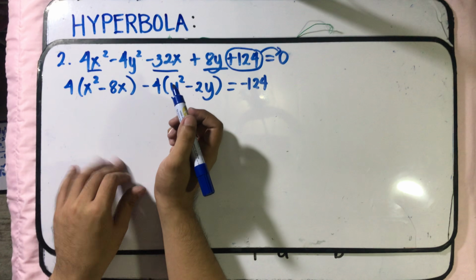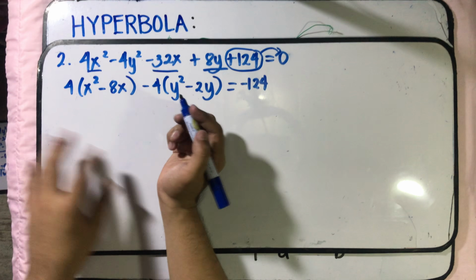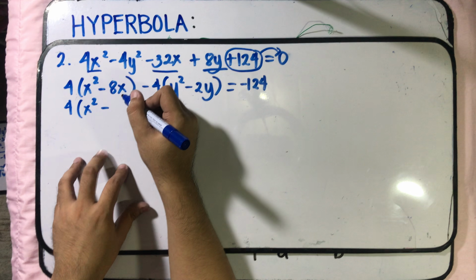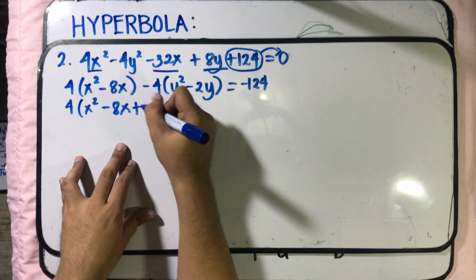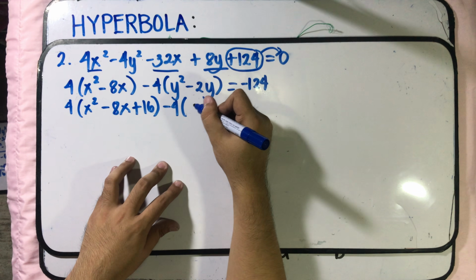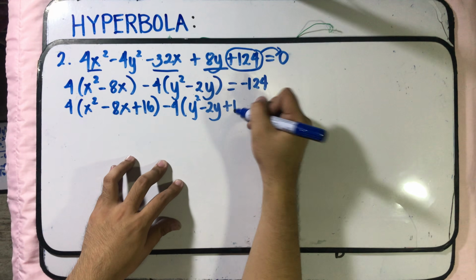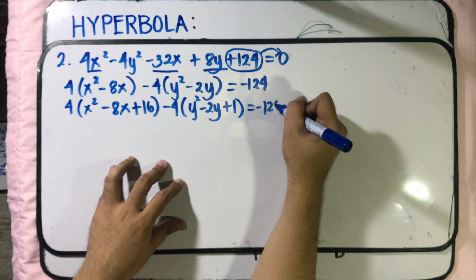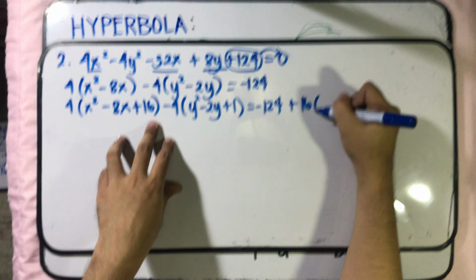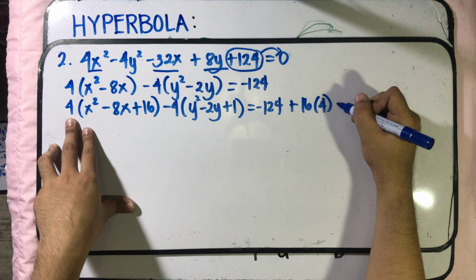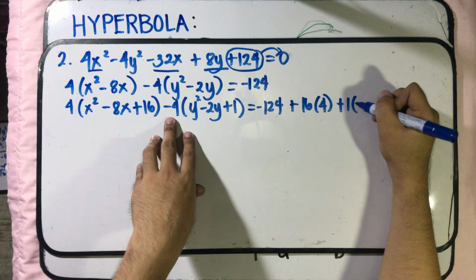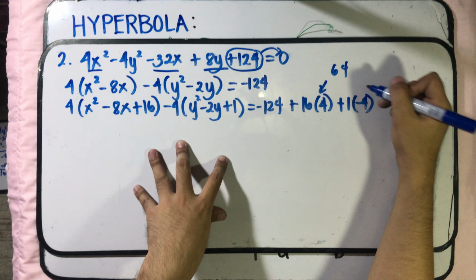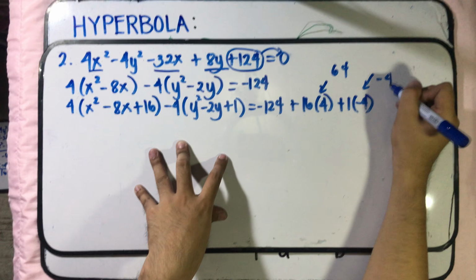Okay, this is now the time that we need to complete the terms of x and y, and this will be 4 times x squared minus 8 divided by 2 is 4. 4 squared would be 16. So that becomes plus 16 minus 4 times y squared minus 2y plus 1. Since -2 over 2 is -1, -1 squared is +1. Is now equal to 124 plus 16 times its factor, which is 4, minus, or that becomes +1 times -4. Okay, so this becomes 16 times 4 is 64. 1 times -4 is -4.